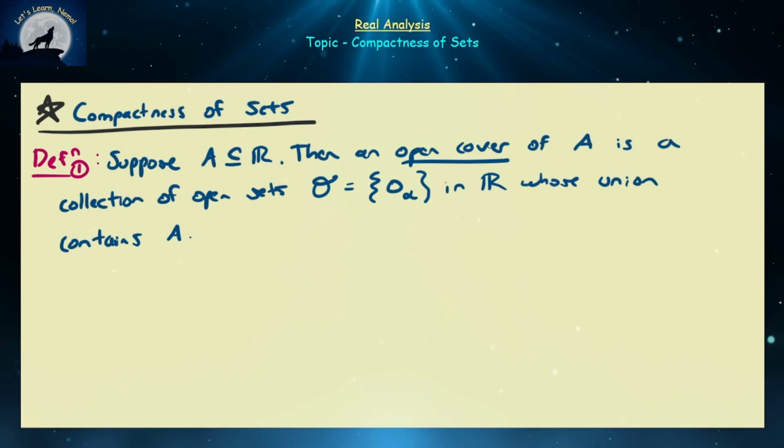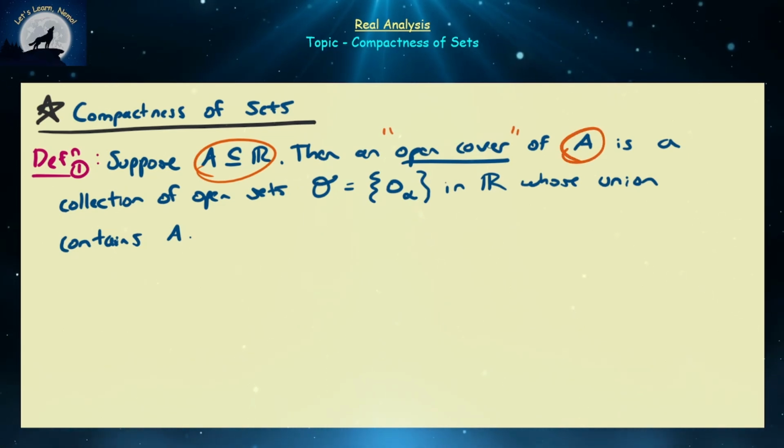Today we're going to be discussing a very important topological aspect of sets, and that is known as compactness of sets. So, let us briefly introduce a couple of concepts that we're going to need in order to more easily define what it means for a set to be compact. So let's assume that we have a subset A of the set of reals. Then we're going to define the term an open cover of that set A.